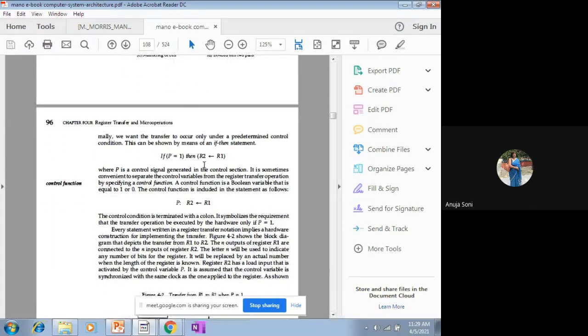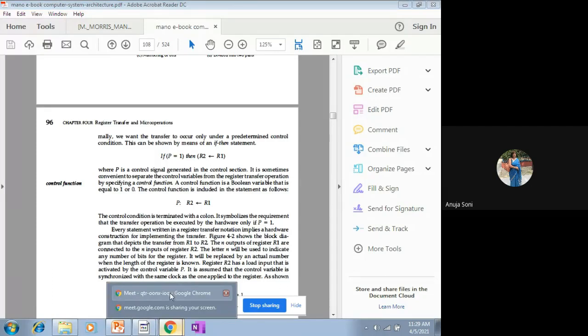Again, we have one more type of transfer of the data, from register R1 to R2. Of its own, the data will not be transferred from one register to another unless some control signal is enabled. So whenever we talk about the transfer statement, we are talking about the micro operations at the register level, which get activated with the activation of some kind of control signal.